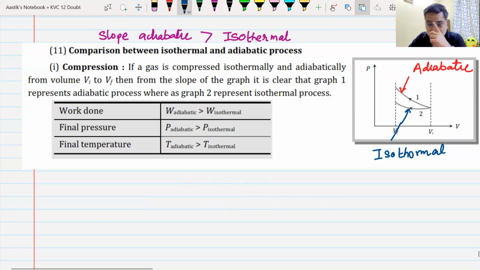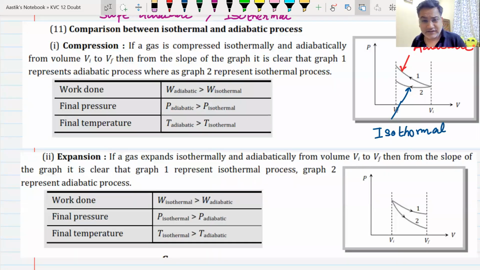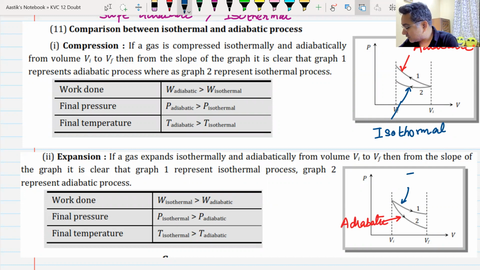Have you noted it down? Yes or no? Yes, sir. Then this is the expansion process. Now, which graph is adiabatic and which graph is isothermal? Remember, the slope of the adiabatic graph is more than the isothermal graph. Second one is adiabatic. Yes, now we understand. The second one is adiabatic, and the first one is isothermal.